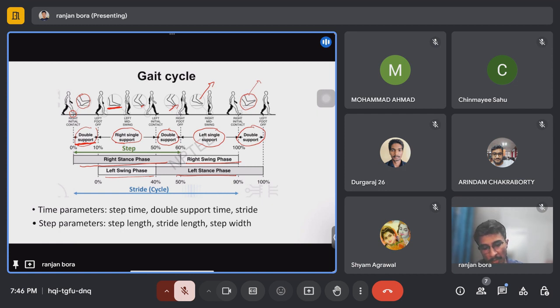See, in a complete gait cycle, we have two double support phases. So if you are asked what is the percentage of double support phase in a gait cycle, the answer will be 20%, because 0 to 10% is one event, and 50 to 60% is one event. So we have two events of double support. In a gait cycle, there is 20% double support phase. The other 80%: 40% is right single support and 40% is left single support.